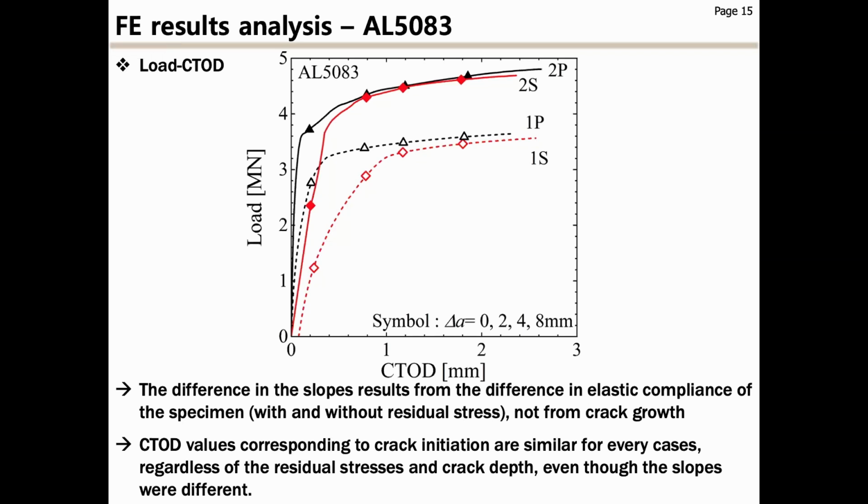To analyze the residual stress effect on ductile fracture, CTOD was extracted from FE analysis. CTOD was calculated by using the delta phi method suggested by ISO. The symbols represent when delta a is 0, 2, 4, and 8 millimeter respectively. The difference in the slopes results from the difference in elastic compliance of the specimen, not from crack growth. The interesting point is that CTOD values corresponding to crack initiation are similar for every case, regardless of the residual stresses and crack depth, even though the slopes were different.